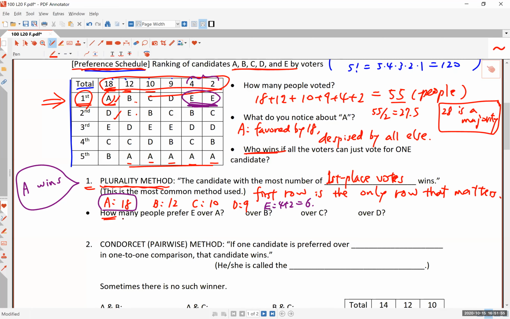How many people prefer E over A? So you see what the problem is here? If you're looking at E over A, the question is, in which columns is E ahead of A? Maybe I should erase some of these things here to clean up so we can start thinking ahead.